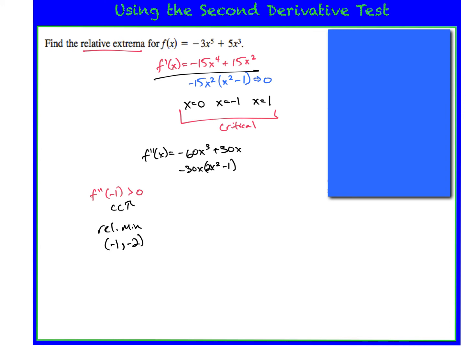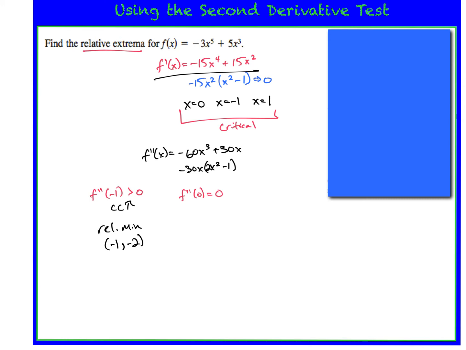All right. So I have a relative minimum because I'm concave up there. All right. Let's look at 0. So now I want to find f double prime at 0. Well, what is f double prime at 0? Aaliyah? It's 0. So do I have concavity? No. So is it a relative extrema? Not at all.